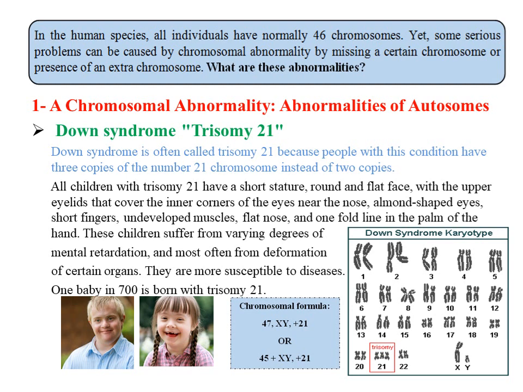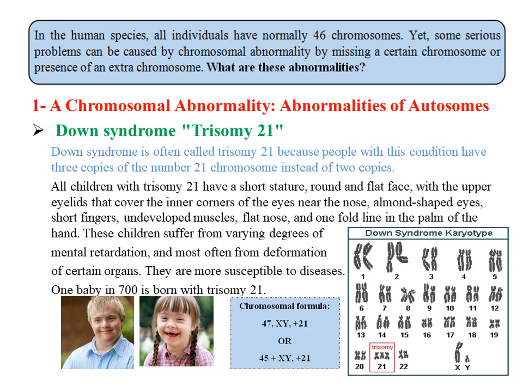All children with trisomy 21 have a short stature, round and flat face, with the upper eyelids that cover the inner corners of the eyes near the nose, almond-shaped eyes, short fingers, undeveloped muscles, flat nose, and one fold line in the palm of the hand. Moreover, these children have mental retardation.